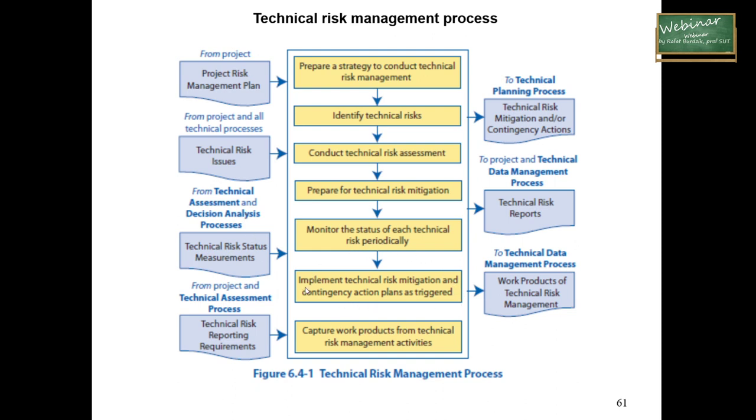The last step is the implementation of technical risk mitigation and contingency action plans as triggered. As the result of the technical risk management process, we should have the work products of technical risk management, and they should be delivered to the technical data management process. So again, everything is about capturing the work product from technical risk management activities according to the technical risk reporting requirements.